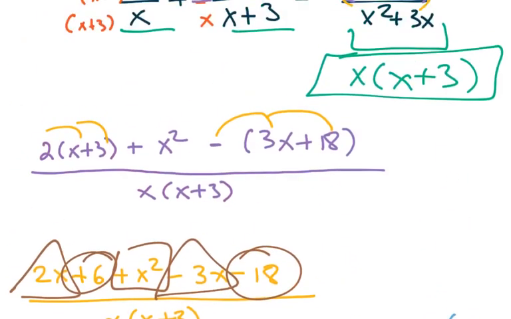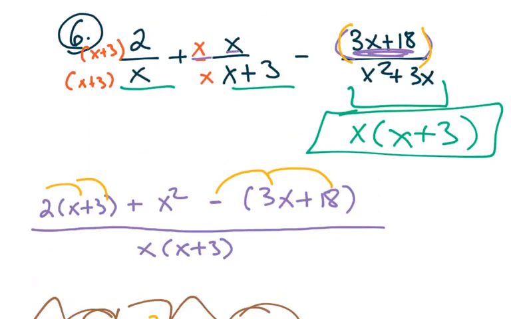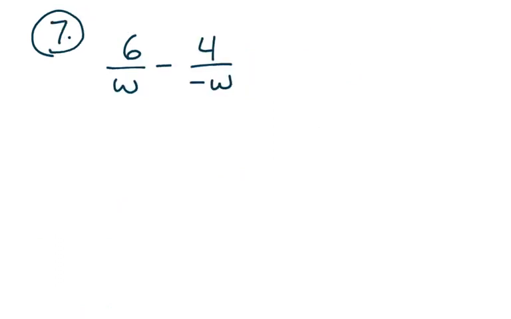So the goal here is to find a common denominator. And the easiest way to find that is first to factor out. So even if it's 3 terms, not too bad.